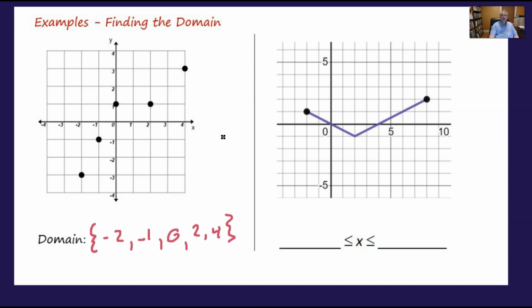This is back to being a continuous graph. We have a whole interval of values. So we think, how far left does it go? This graph starts at negative 2. How far right does it go? It goes up to 6, 7, 8, up to 8. All right, so it would be these values.